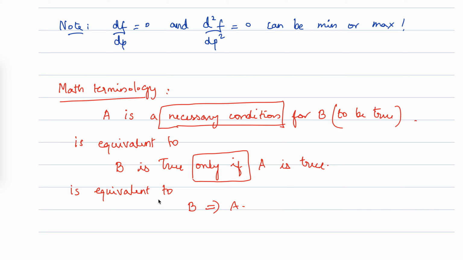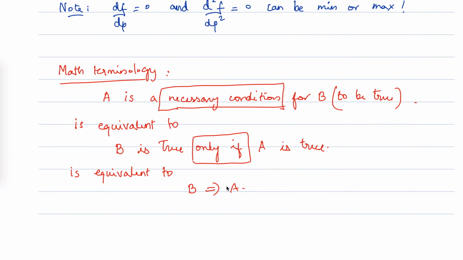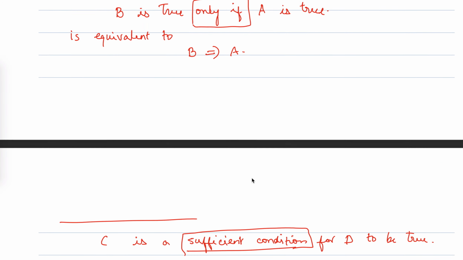Which is exactly the same as saying B implies A, right? So that saying that A is a necessary condition for B means that if B is true, then A has to be true necessarily. That's why it's called a necessary condition. Okay, these three statements are equivalent.